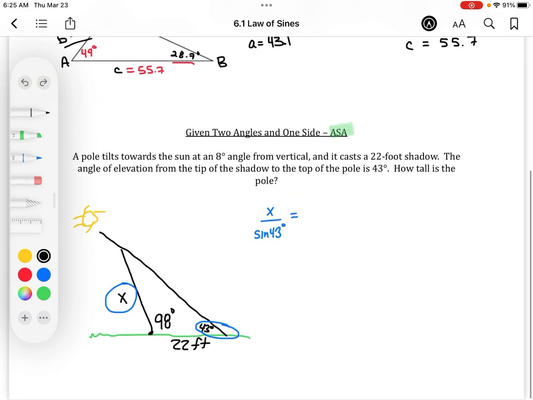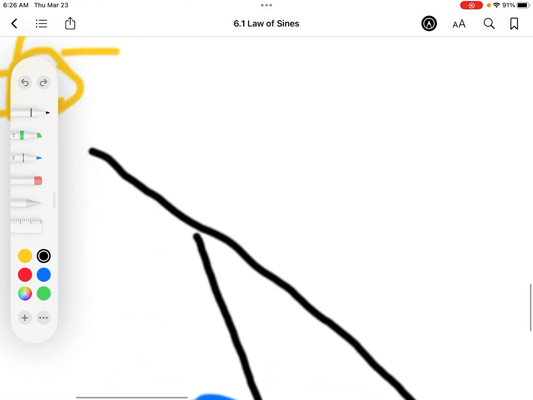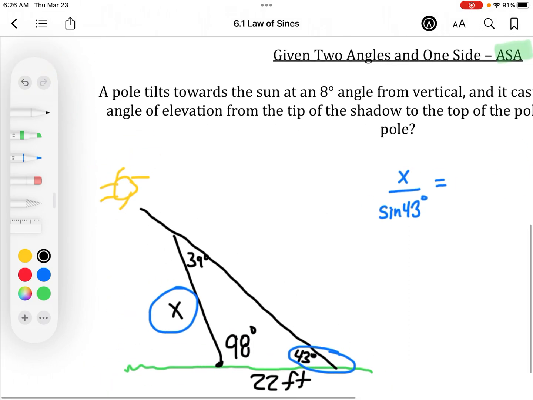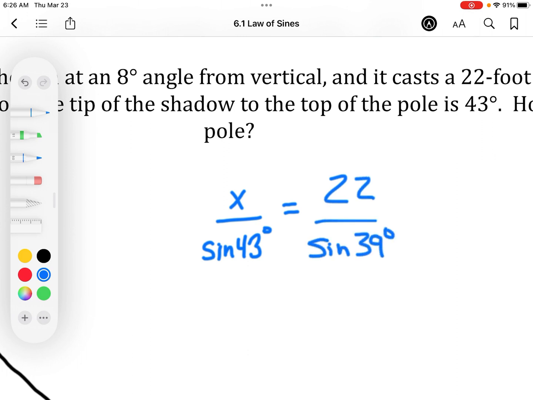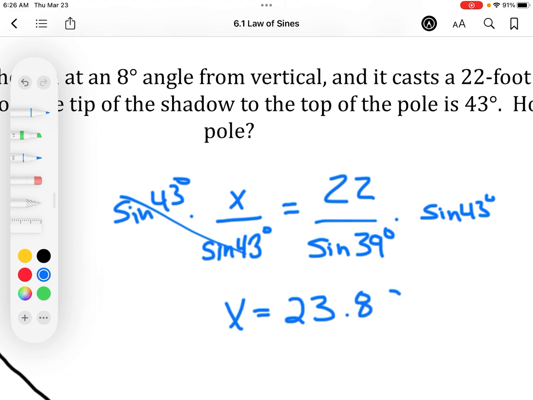is 39 degrees. I couldn't read my own handwriting. So now we have an angle on its opposite side. So as we finish this law of sines, 22 is to the sine of 39 degrees. We would just multiply by the sine of 43 to each side, because that will cancel. And multiplying this out, we get 23.8 feet tall.